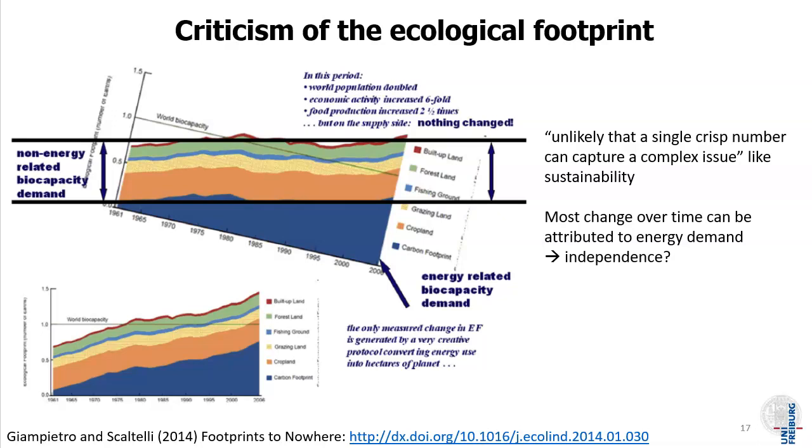This indicator can be broken down into different categories. We have built-up land, forest land, grazing land and cropland, and the blue component here, which is the most dynamic, is the contribution of carbon emissions to the ecological land footprint. Here again it's calculated that the carbon emissions would be sequestered in a certain forest area.